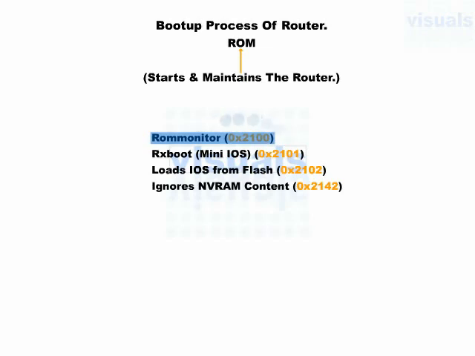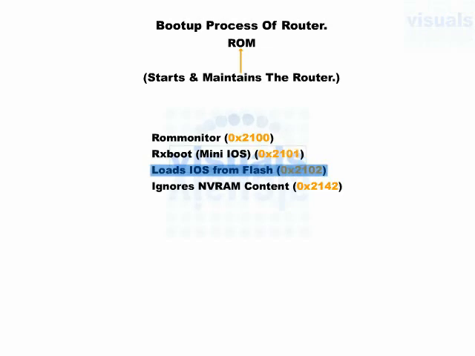At the top it is ROM monitor, 0x2100. This configuration setting loads ROM monitor. This mode is used for troubleshooting purposes. After that, it is RX boot, also known as mini IOS. It loads mini IOS. Under mini IOS, the IOS image is copied into flash memory. Mini IOS, also known as RX boot, is the same mini IOS which is loaded if Bootstrap fails to find a valid IOS image in flash memory and the TFTP server.